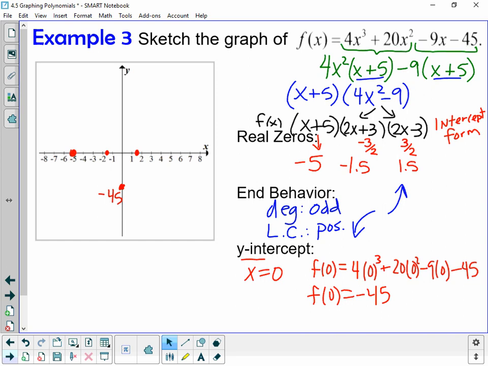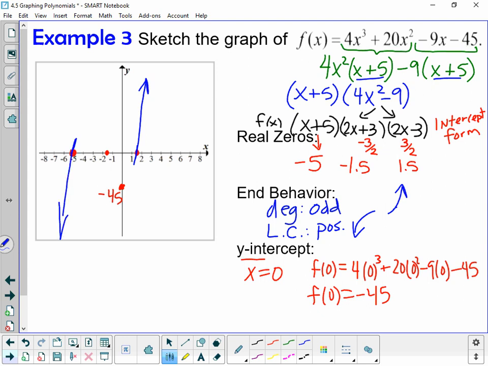Okay, we don't have any multiplicities, so we don't have any unique behaviors. We can fill in our end behavior now. As it goes through this intercept here, it's going to be going up because it's positive odd. And as it goes through this intercept here, it's going to be going down towards negative infinity. And we can fill in the rest of it from there. So this is our function, f of x.